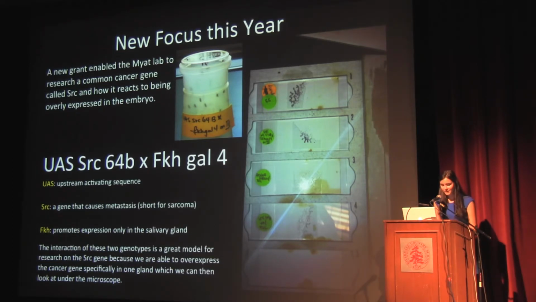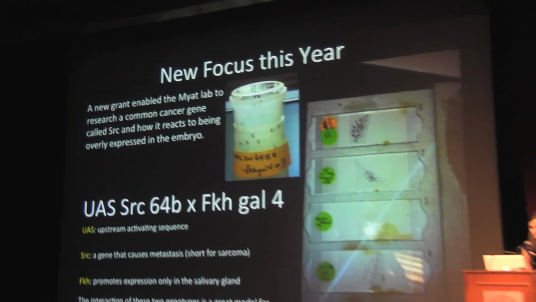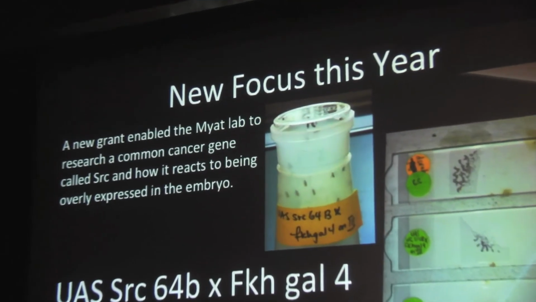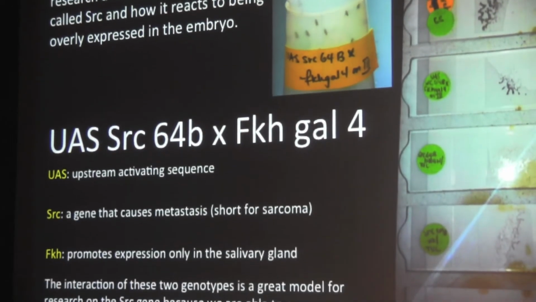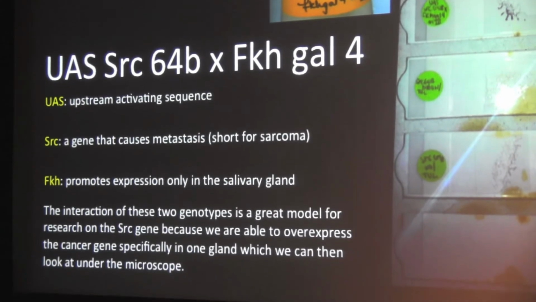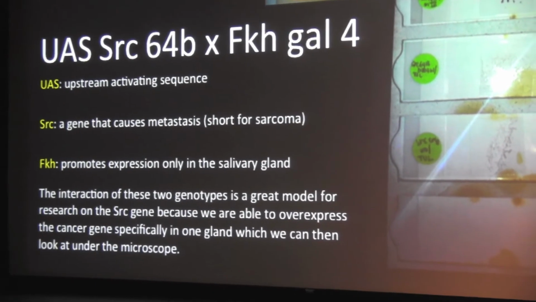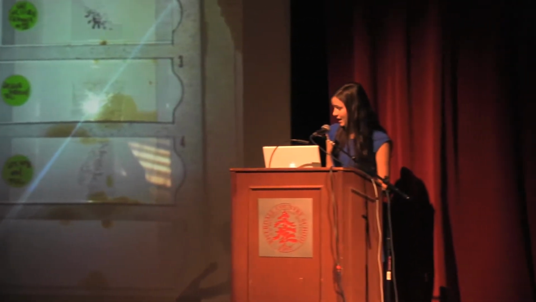As you can see from this slide, the names of the genomes correspond to the factors that cause the metastasis. UAS, the upstream activating sequence, or what turns on the gene, activates the Sark gene, which causes metastasis, or the production of the sarcoma. But the FKH is what promotes expression only in the salivary gland.